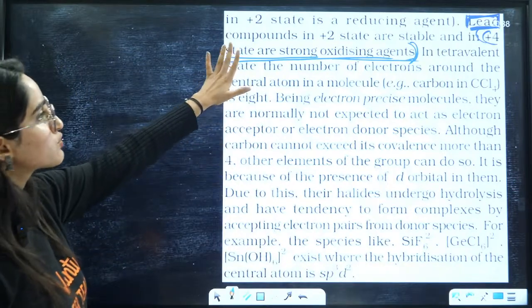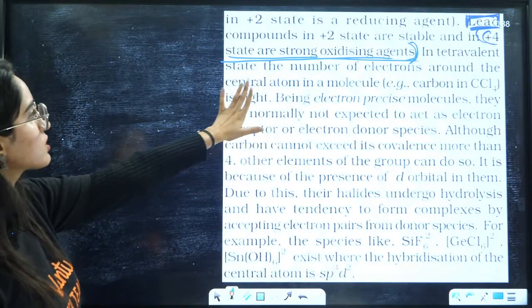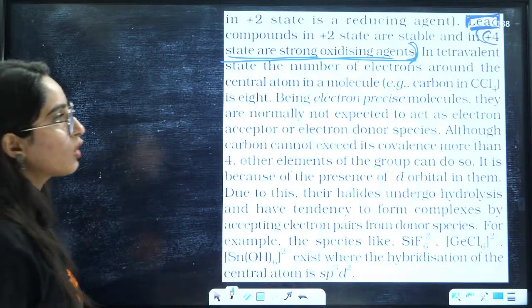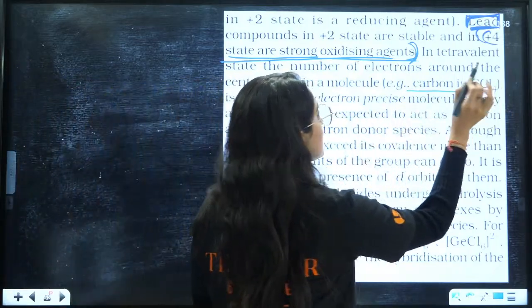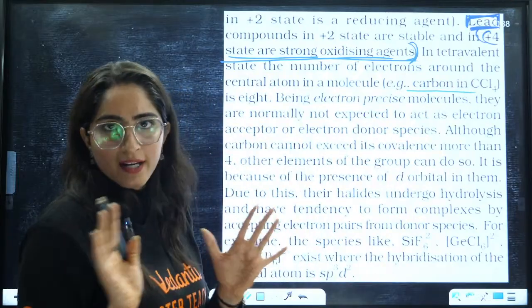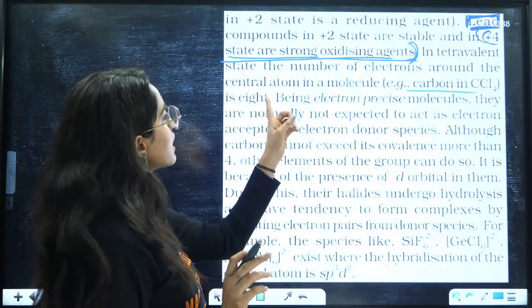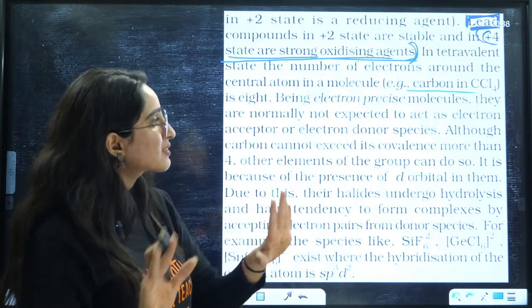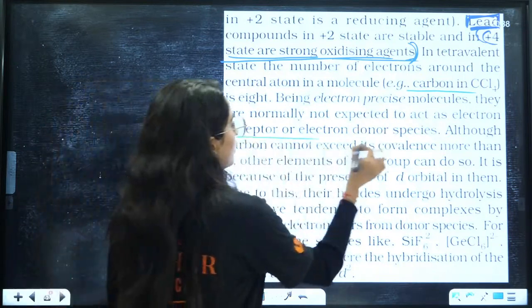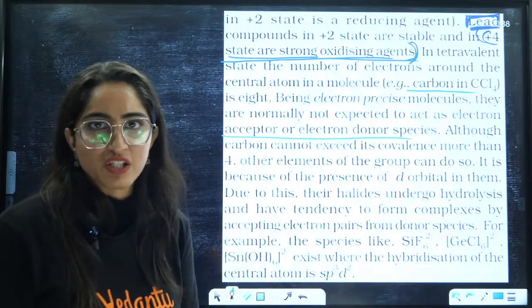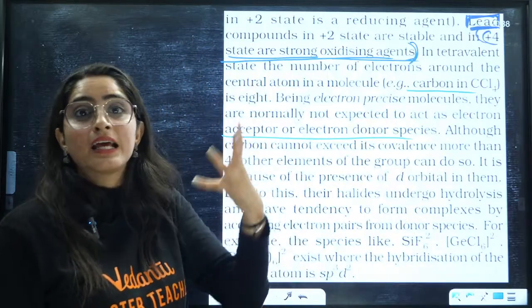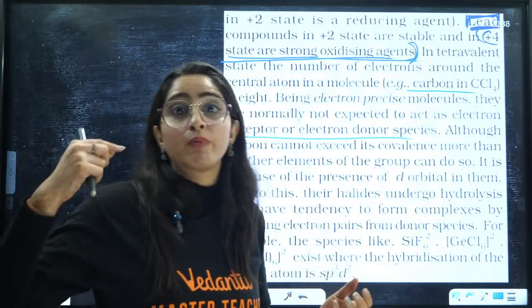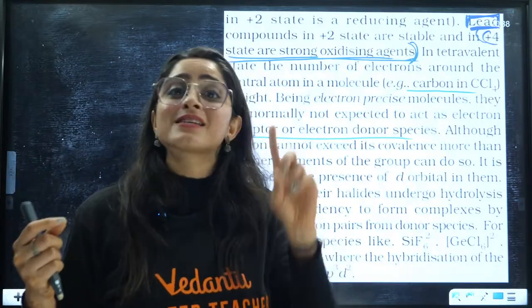In the tetravalent state, the number of electrons around the central atom in a molecule is 8. They are saying that it has a complete octet, so it does not act as a Lewis acid or base. Being electron-precise molecules, they are normally not expected to act as electron donor or acceptor species. Just like boron was acting, because in BF3, we talked about BF3 and AlCl3, they had 6 electrons.